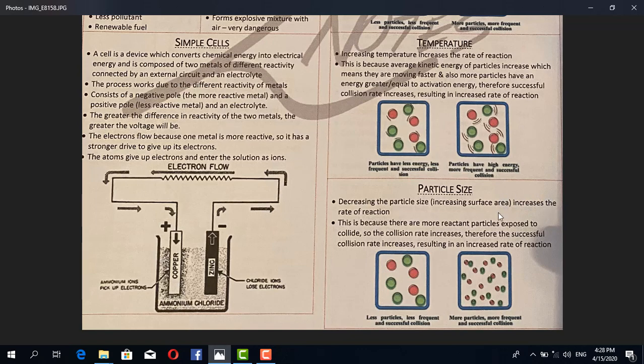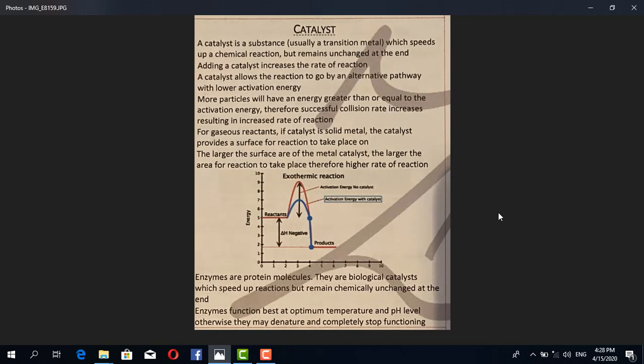The catalyst. A catalyst is a substance that we usually add to a chemical reaction to speed it up. For example, enzymes in general. Enzymes are proteins. Enzymes are catalysts. We add them to speed up a chemical reaction. So enzymes are protein molecules. They are biological catalysts which speed up the chemical reaction but remain chemically unchanged at the end. Enzymes function best at an optimum temperature and pH level, otherwise they go through denaturation. That means a complete change of the enzyme, and it will stop functioning.